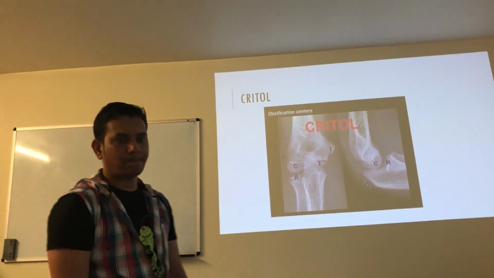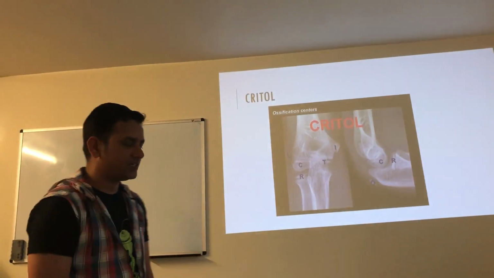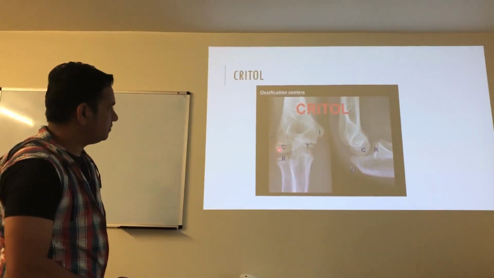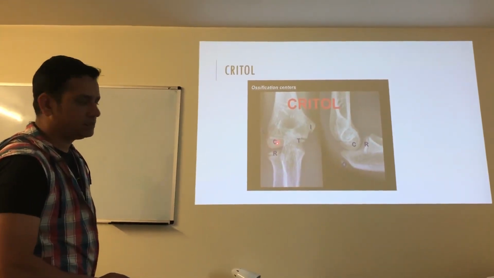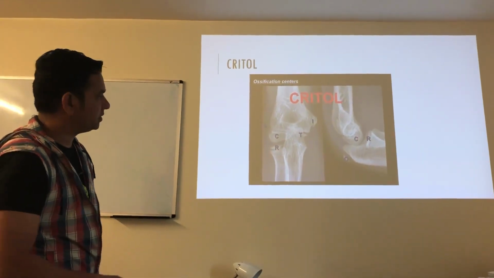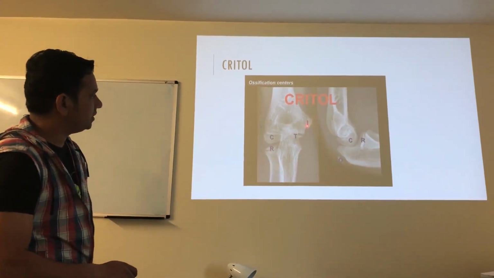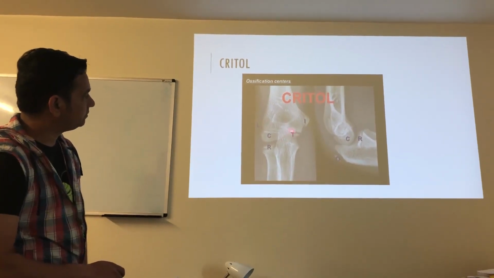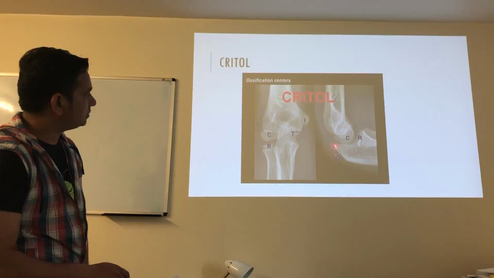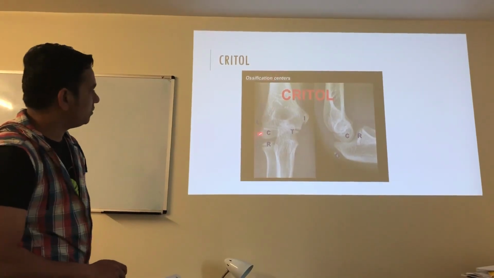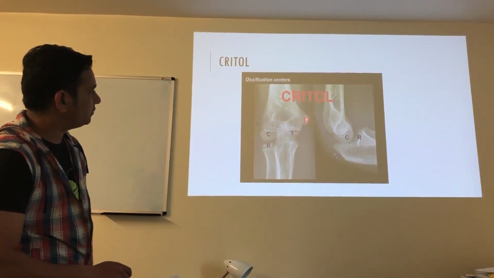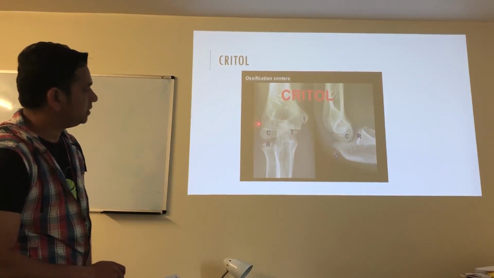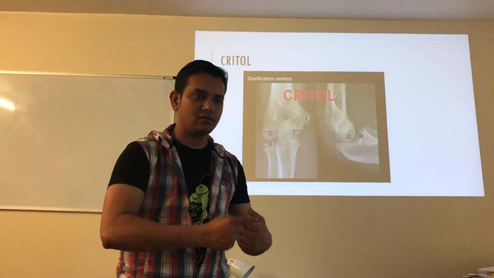Ossification centers of the elbow appear in sequence: capitulum, radial head, inner epicondyle, trochlea, olecranon, and lateral epicondyle, at 1, 3, 5, 7, 9, 11 years. In this order they will appear.